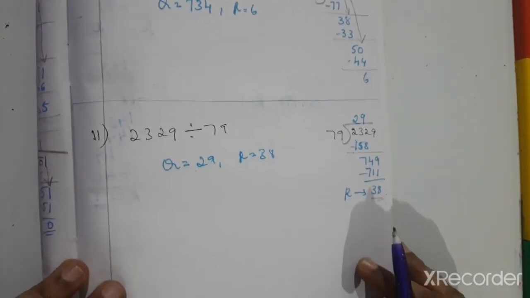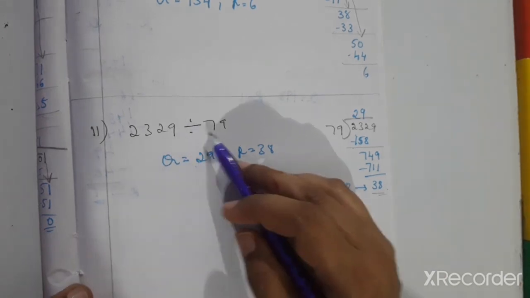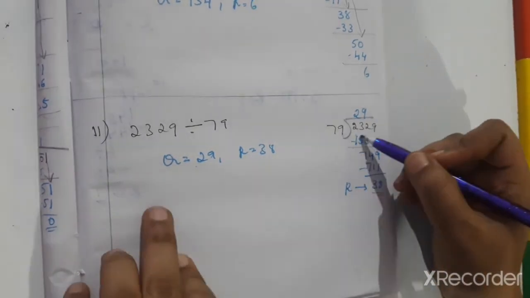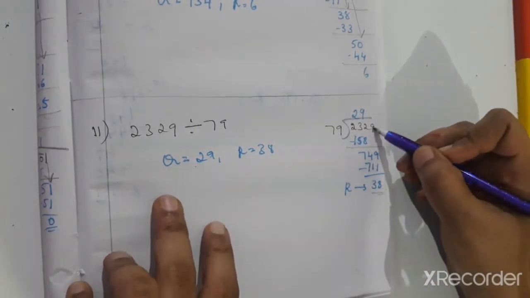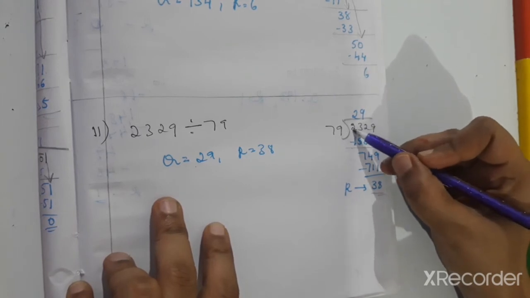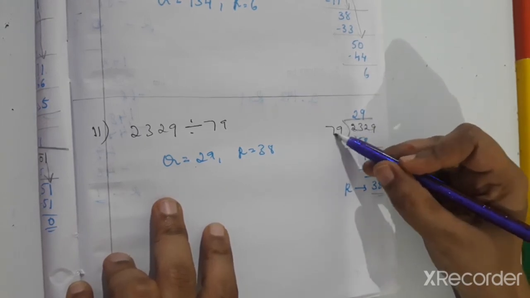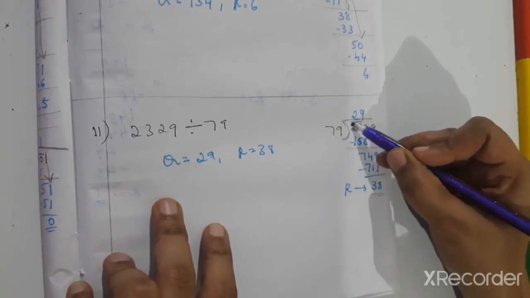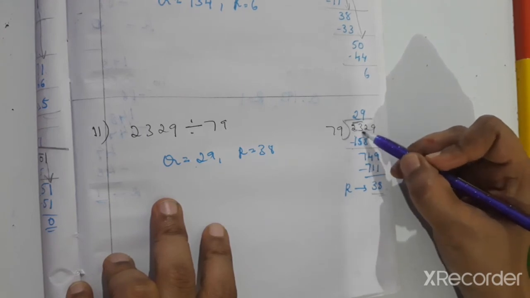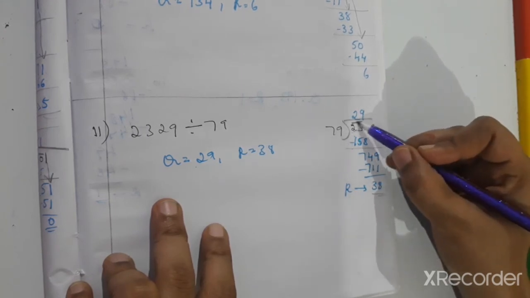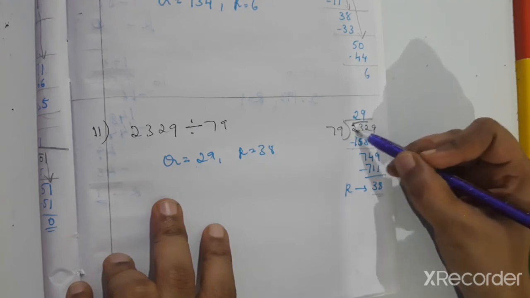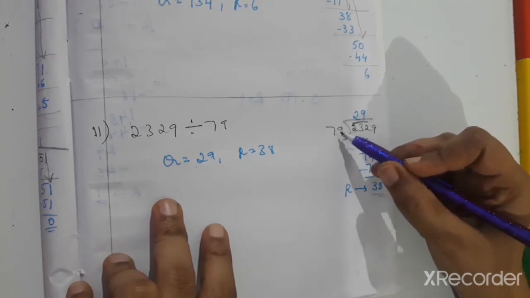Now 11th question, 2229 divided by 79. 79, 2229. Whether we can take one number 2? No, 2 is less than 79. Then whether we can take 23? Two digits, 23 is also less than this number. So we have to take 222, three numbers. 222 is greater than this.